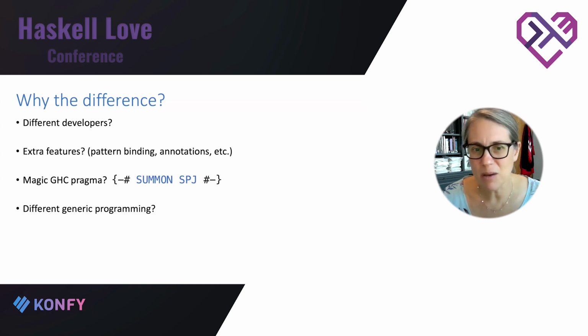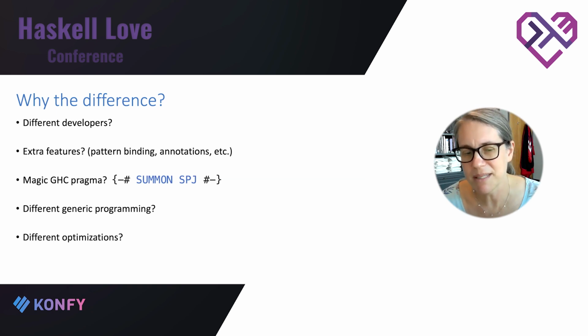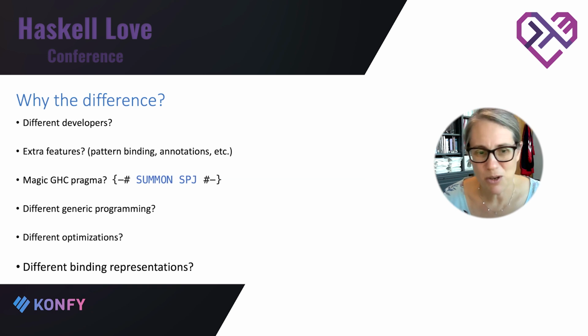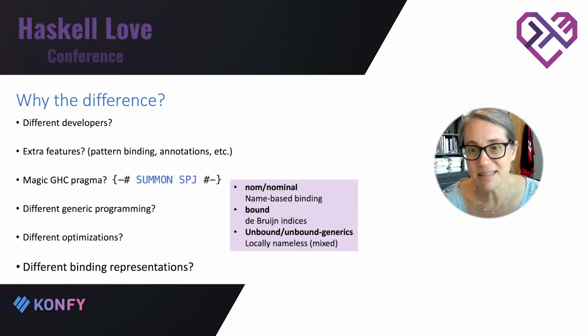Maybe all of these libraries use completely different mechanisms for generic programming. Maybe that makes a difference. Maybe they employ internally different optimizations of implementing the lambda-calculus and substitution. And maybe this is the one that you were thinking of. Maybe they just fundamentally are representing lambda terms differently, and so the substitution operations are different between those different implementations of the library. And this is true, right?